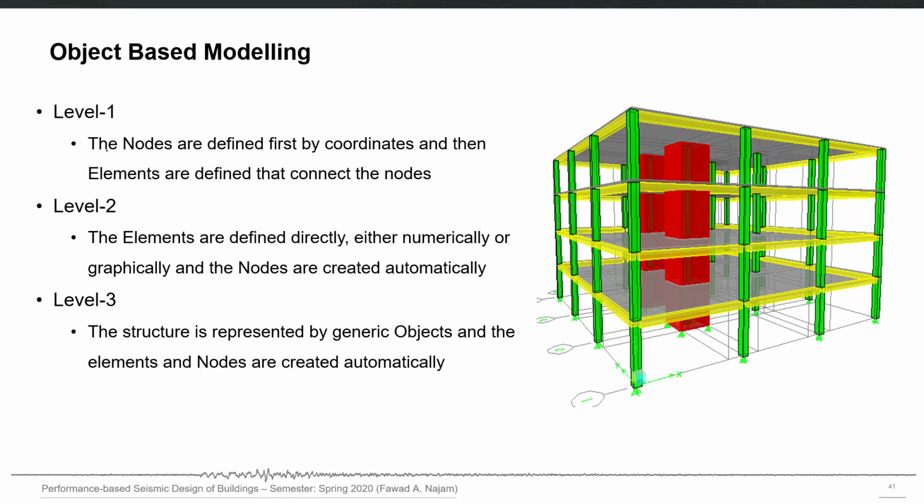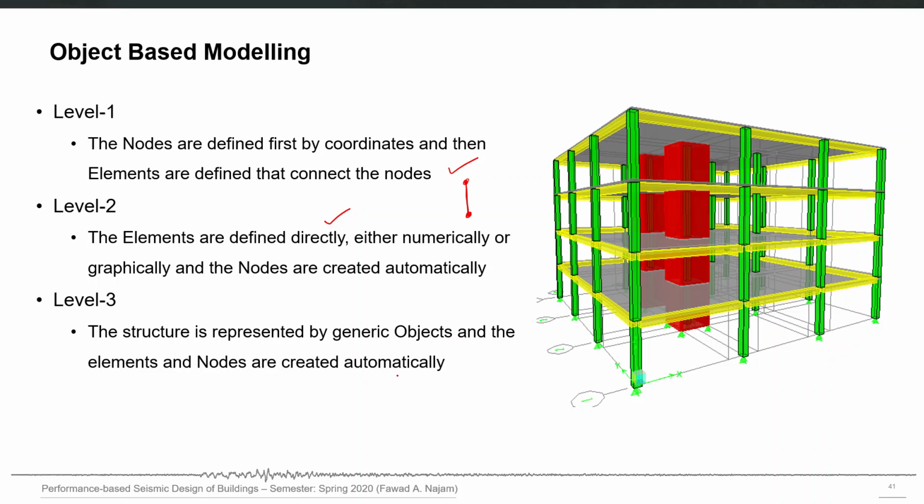Level 1 can be that nodes are defined first by coordinates, and then elements are defined that connect the nodes. This is mostly time consuming and requires more effort. Level 2 can be that the elements are defined directly. For example, you directly define a column either numerically or graphically, and the nodes are created automatically. So if it is a column, you define it directly, and the nodes, this one and this one, are created automatically.